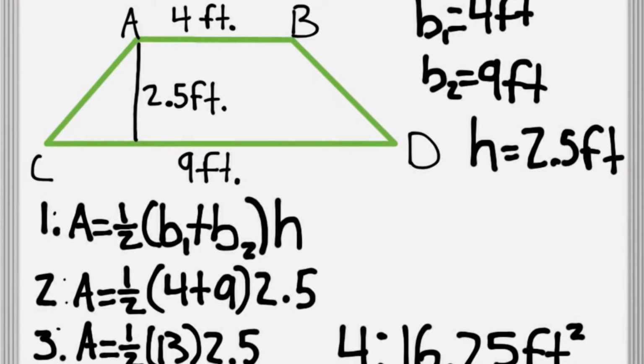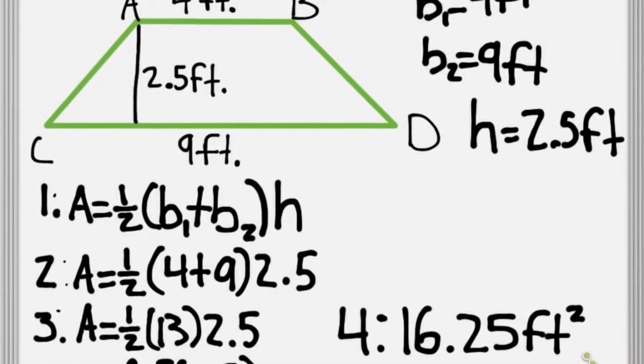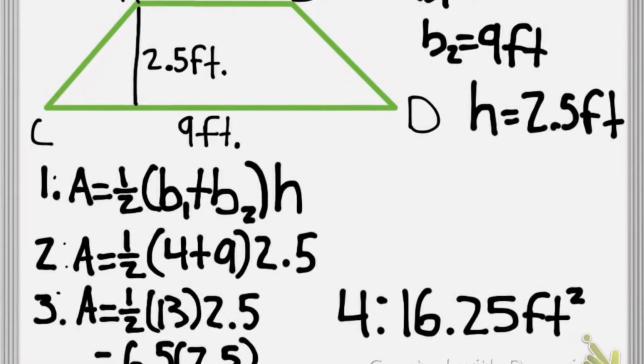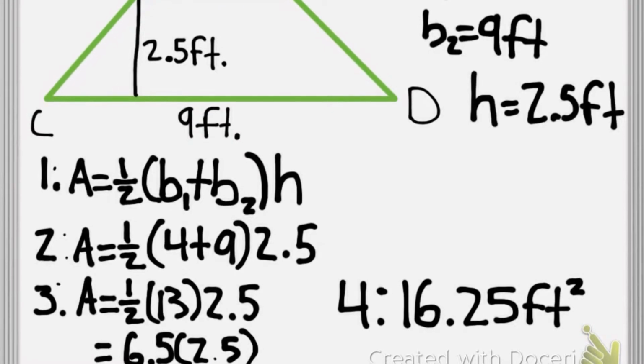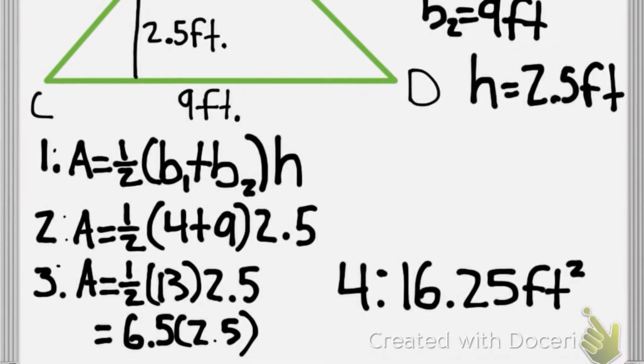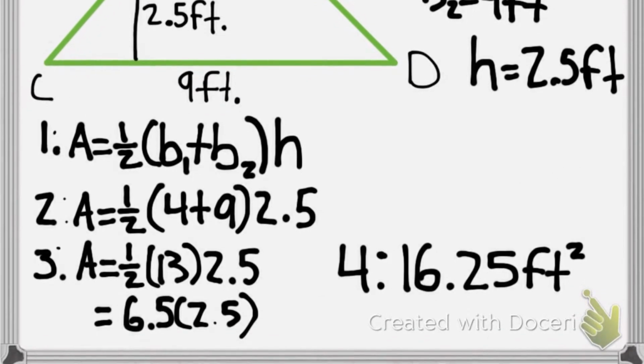Then we need to plug in our values. In this problem, our first base is 4 feet and our second base is 9 feet. The height of the garden is 2.5 feet. Plugging these in, we get A equals 1/2 (4 plus 9) times 2.5. Now we solve the equation using the order of operations and end up with 16.25 feet squared.